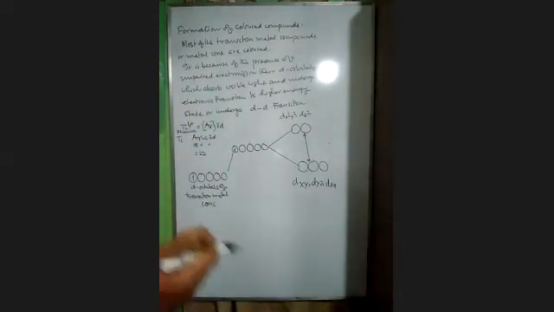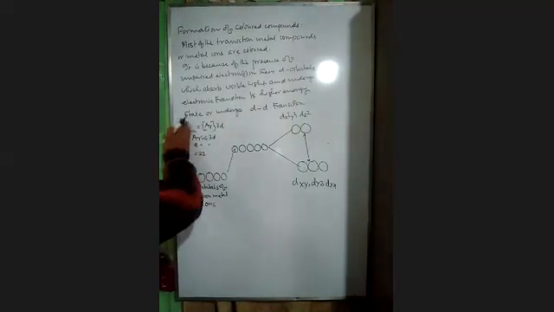Titanium 4 plus compounds will be colorless. Titanium dioxide does not have any color, it is a white powder. Okay, let me go for now.